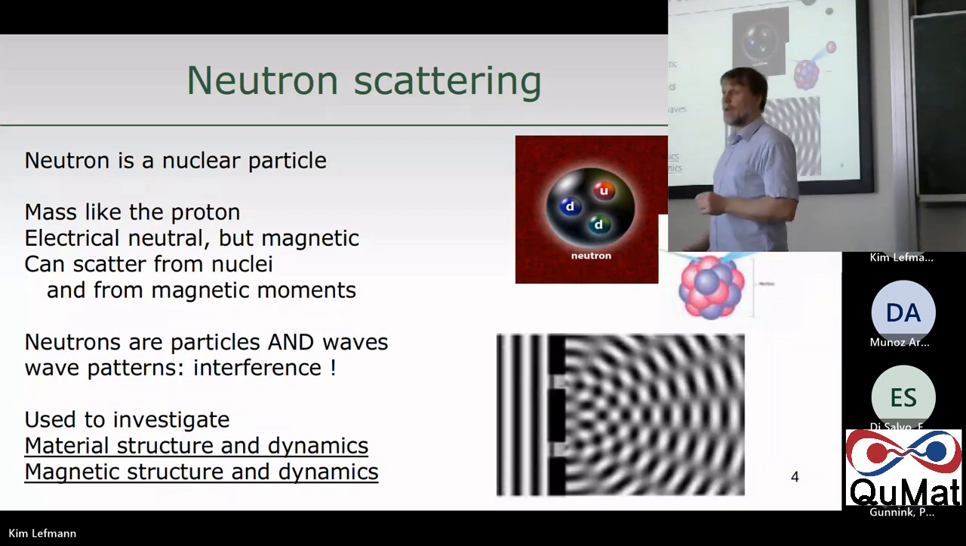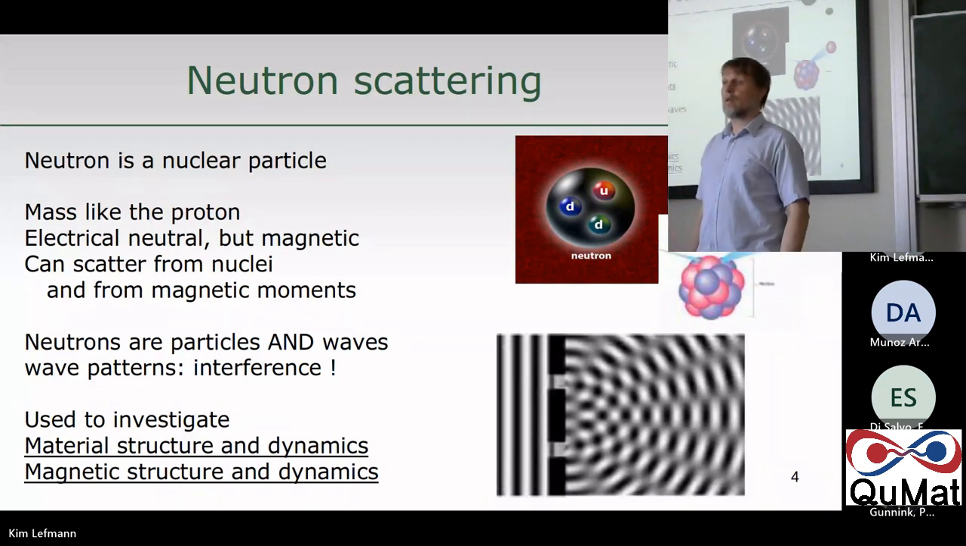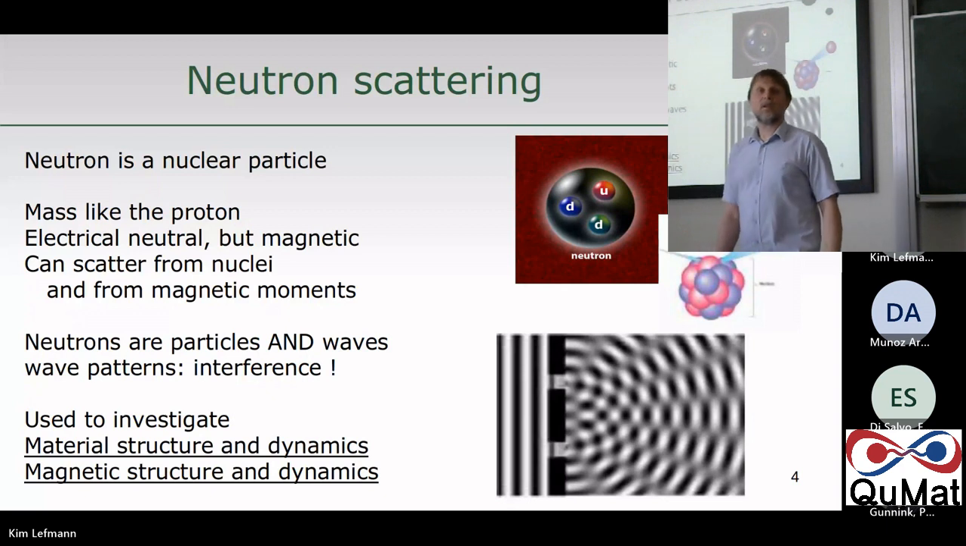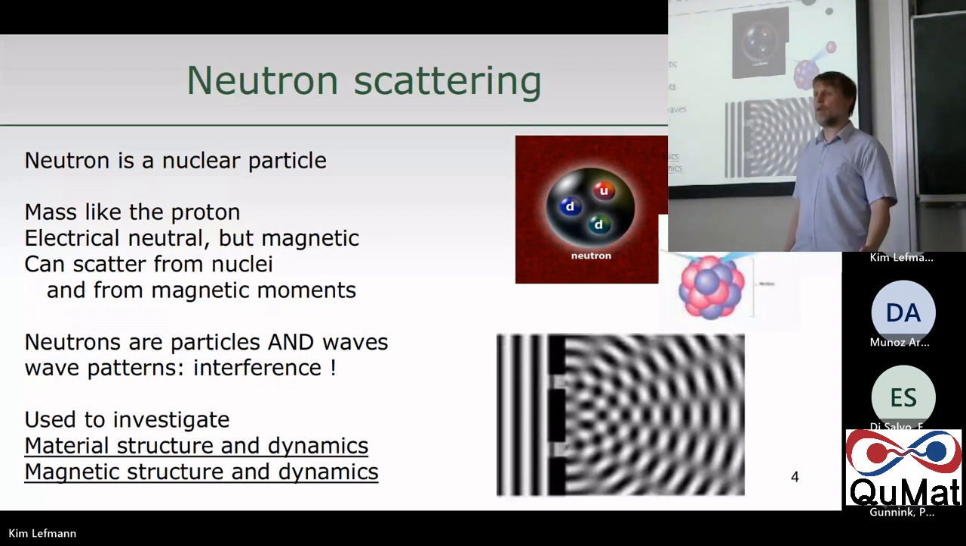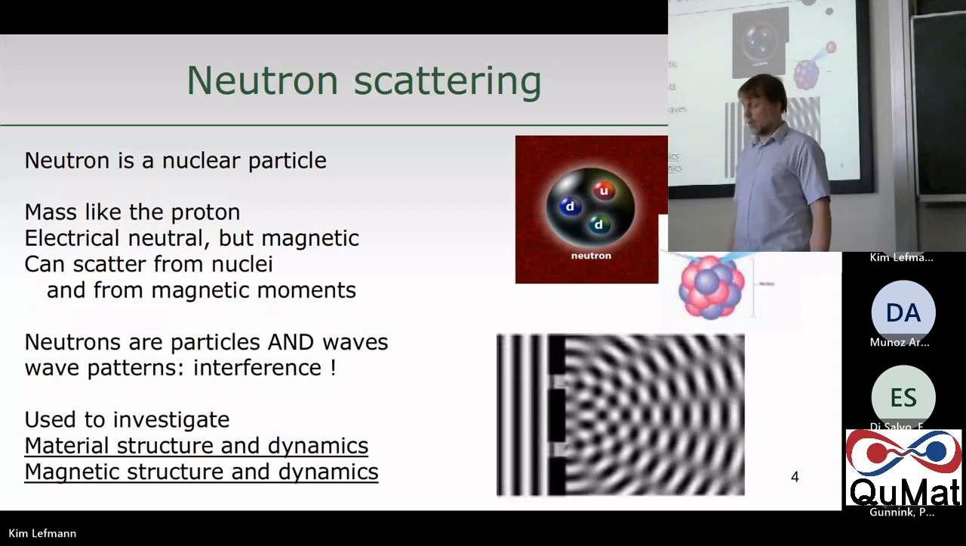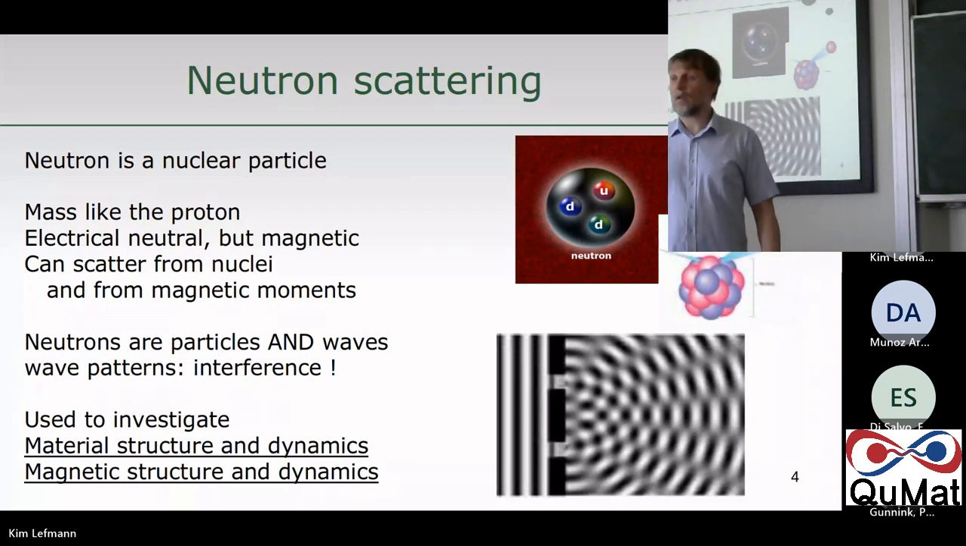Can I ask, what is the typical wavelength of your neutrons at this 1,000 meters per second rate? This is 1 to 10 angstroms. You can go a little below that, you can go a little above, but this is the range we work with. So very typical, same as X-rays.